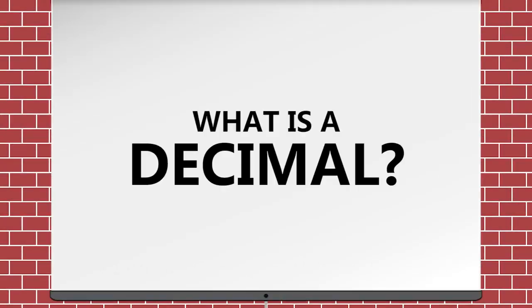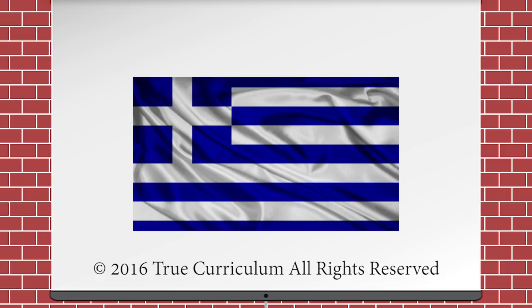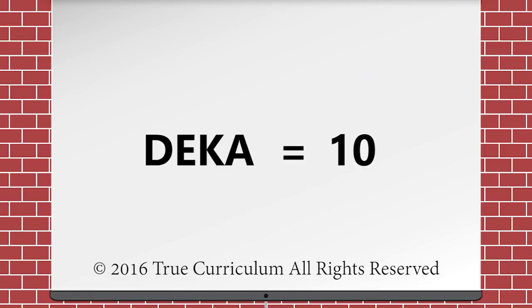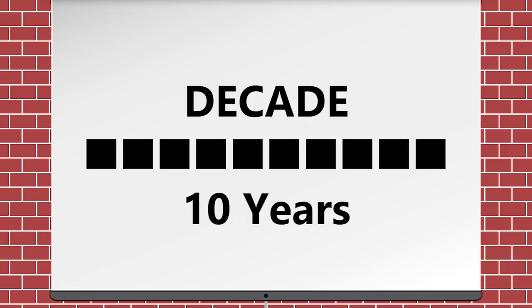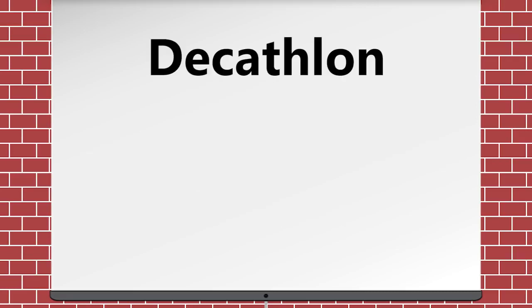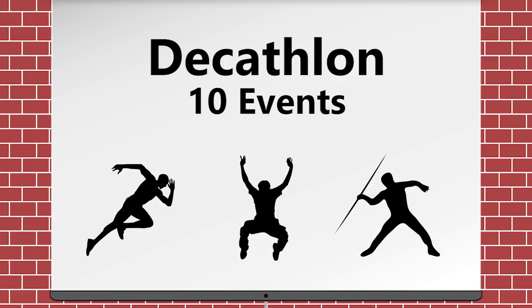What is a decimal? Well, it helps to know that in Greek, deca means 10. For example, a decade is 10 years. Or, in the Olympics, the decathlon is a competition where the athletes perform in a combination of 10 different events that involve running, jumping, and throwing.